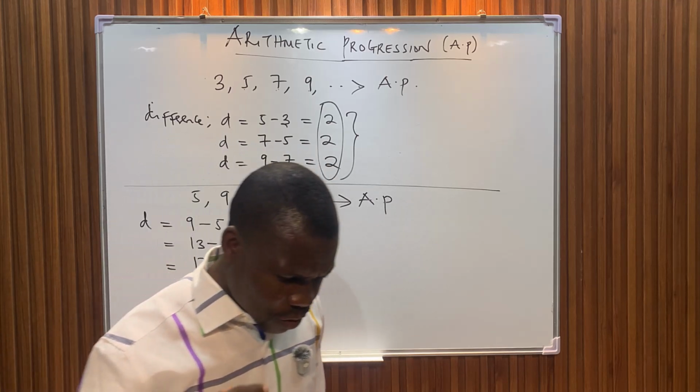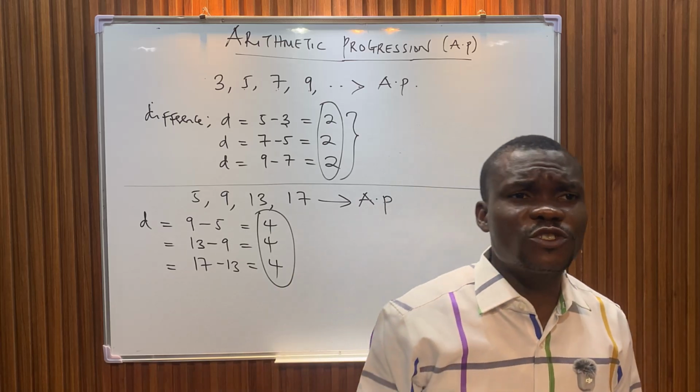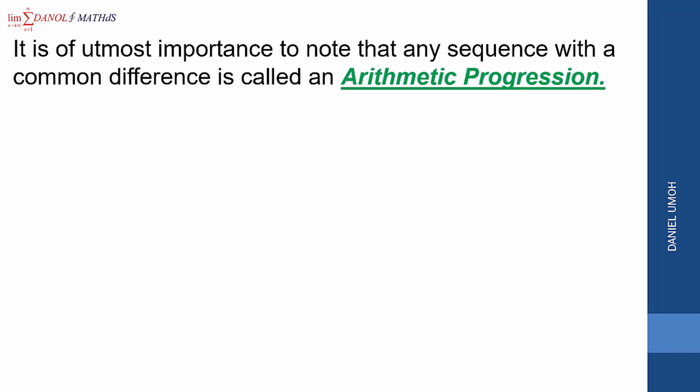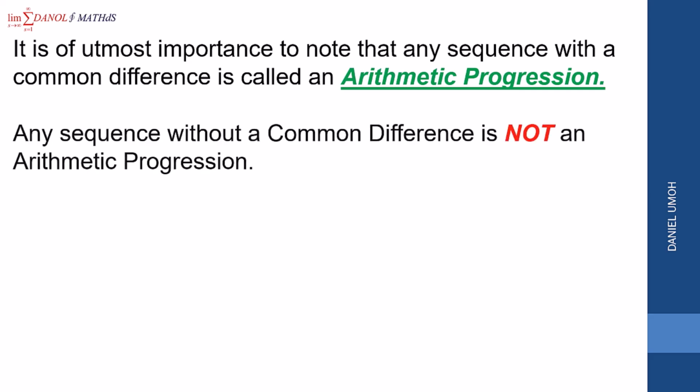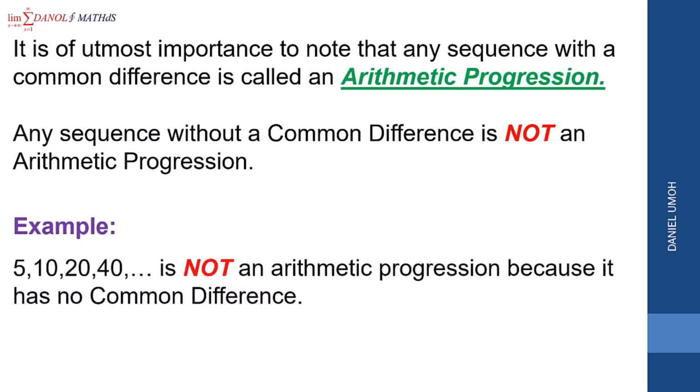It's of utmost importance to note that any sequence with a common difference is called an arithmetic progression. Also, any sequence without a common difference is not an arithmetic progression. I want you to note this. Any sequence that does not have a common difference among the consecutive terms or members of that sequence is not an arithmetic progression. For example, let's examine this sequence to see if it is an arithmetic progression or not.